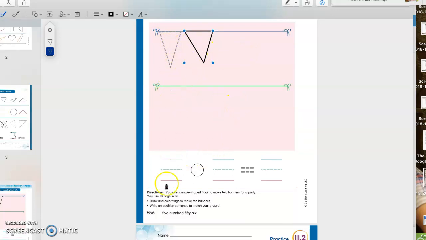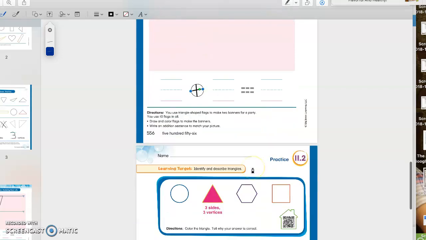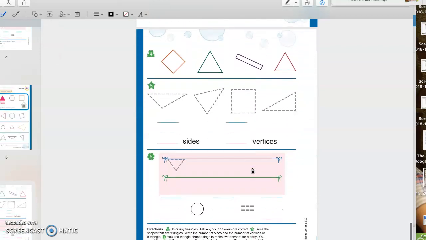Then you're going to write a number sentence, an addition sentence. That means there need to be a plus sign here to show how many were on top and how many were on the bottom. So if I draw 5 on top and 5 on the bottom, I'm going to write here 5 plus 5 equals 10. If I draw 4 on the top and 6 on the bottom, I'm going to write 4 plus 6 equals 10. And then the next 2 pages are optional.